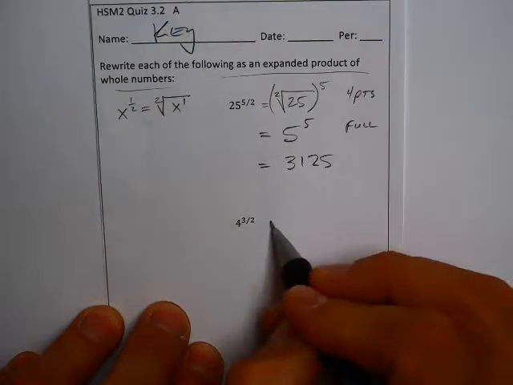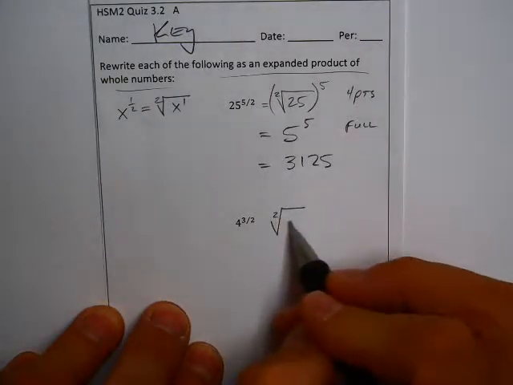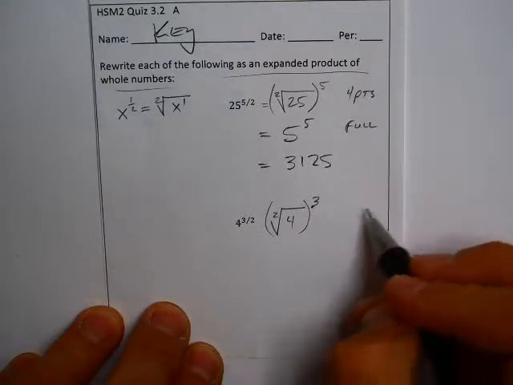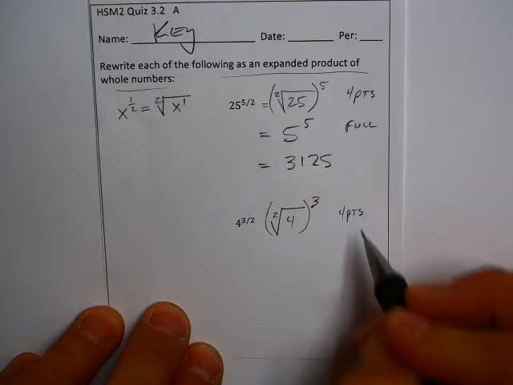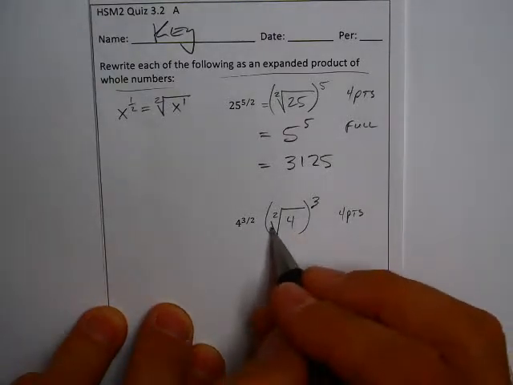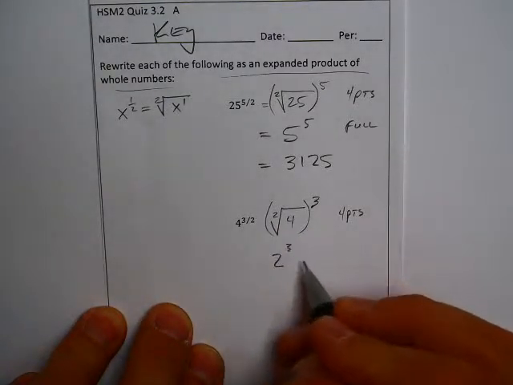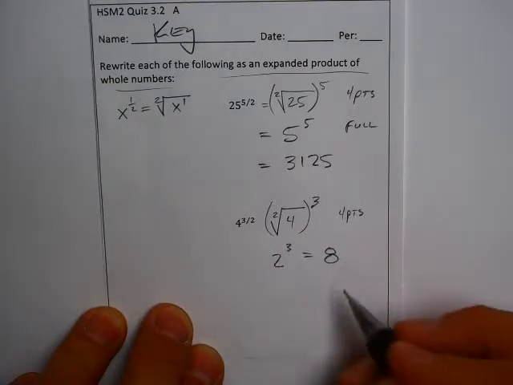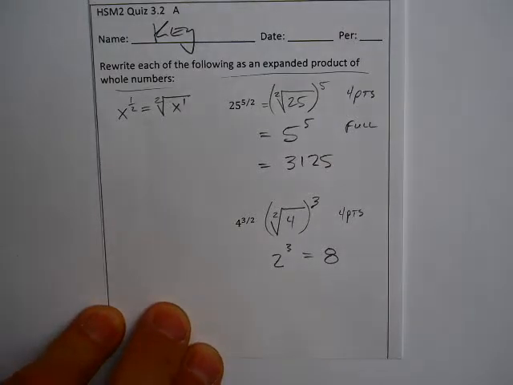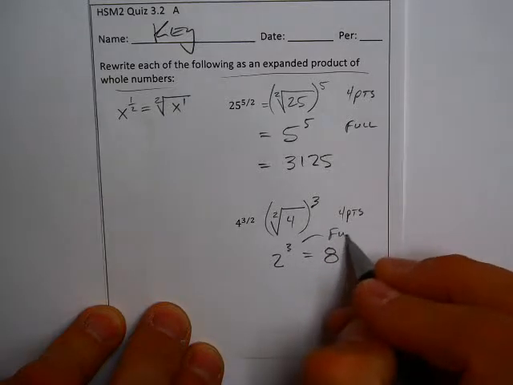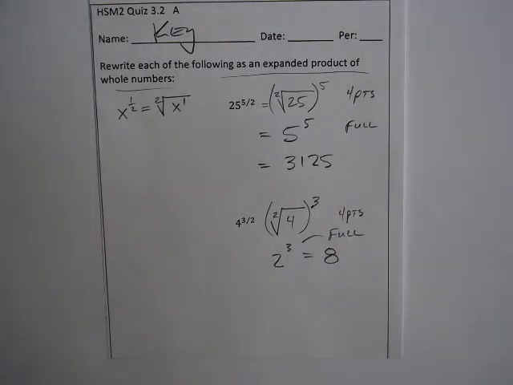Same thing here. This is going to be the square root of 4, which is a perfect square, to the 3rd power. And again, 4 points here. And again, parentheses not necessary, but I think helpful. So the square root of 4 is 2 to the 3rd power. And at this one, I'd prefer the students to go ahead and say that that's 8. So I'll accept this one for full as well. But I like the idea of this one going to 8.